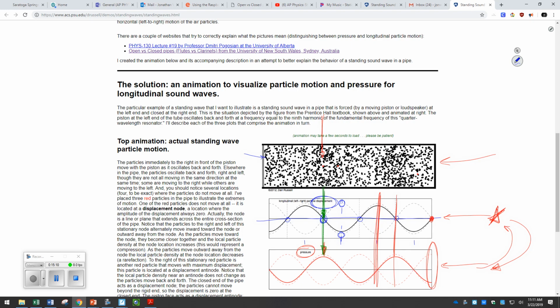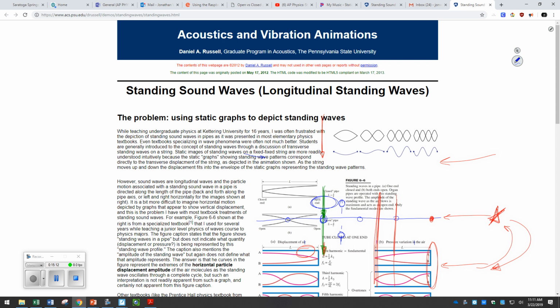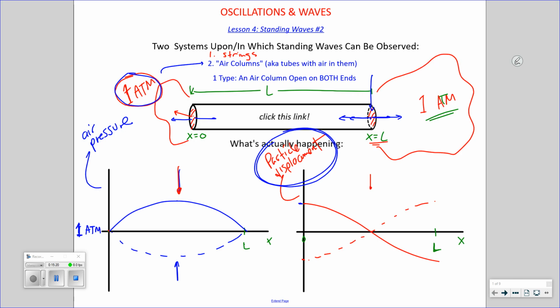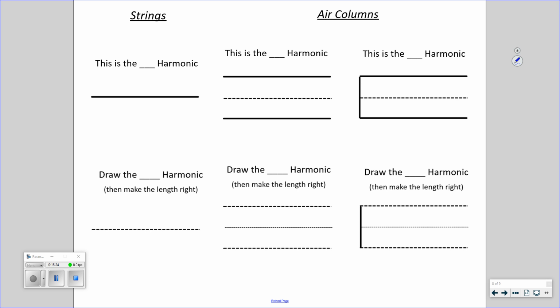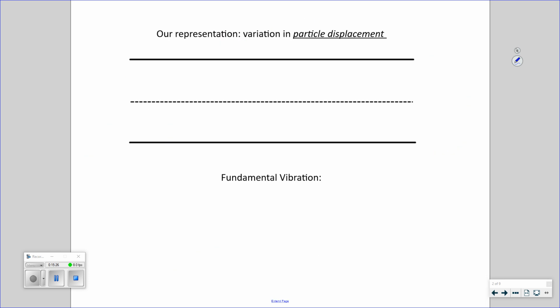I don't know if most texts are explicit about that or not, and Mr. Russell seems to point out that people don't do a great job of being explicit about what they're representing when they draw these graphs. But we're going to focus on particle displacement.